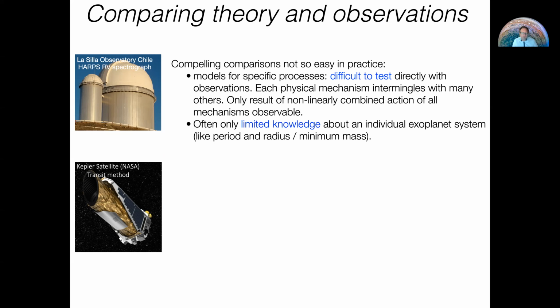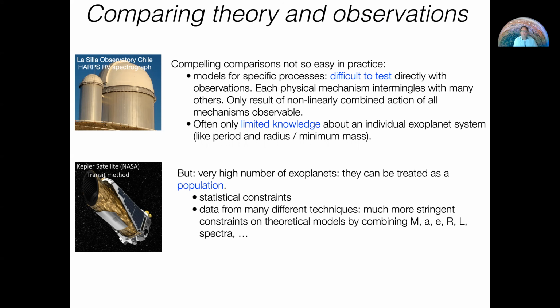Then second, for exoplanets, we only have pretty limited knowledge typically about an individual exoplanet system, like a period and the radius or a minimum mass. There are, of course, some exceptions where we have much better knowledge, but this is only a relatively limited number of systems. For the large majority, we don't have that.